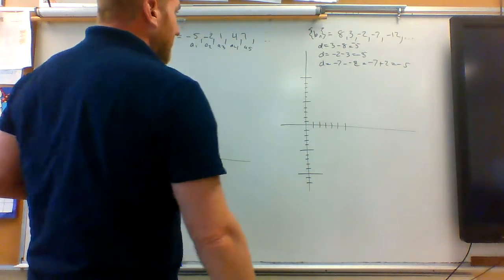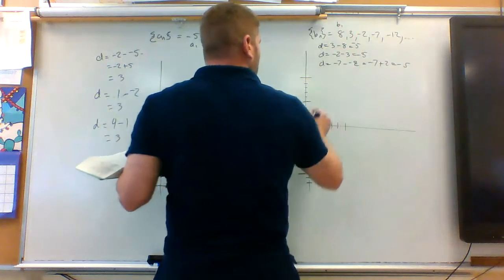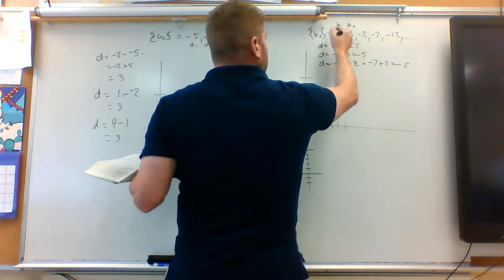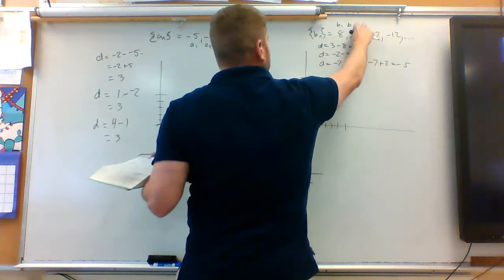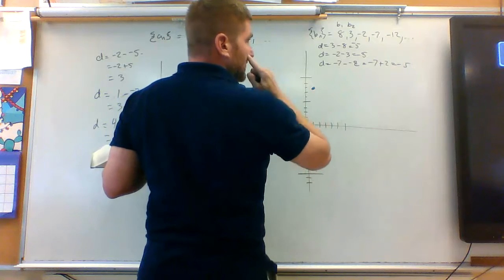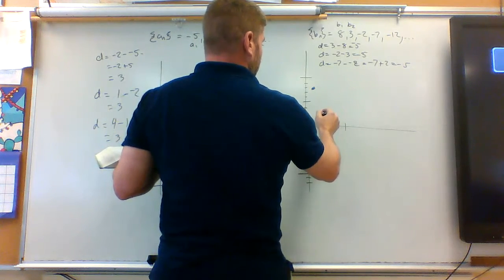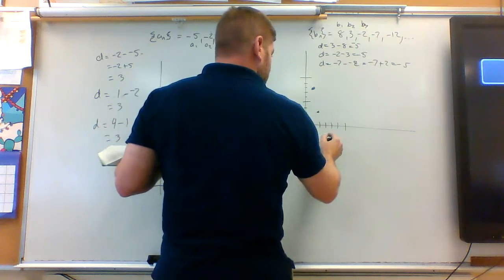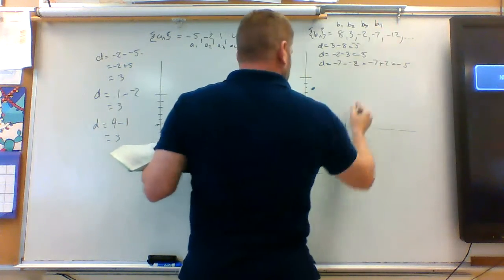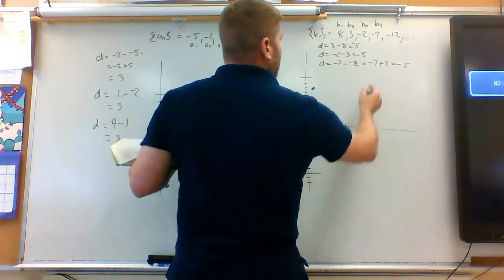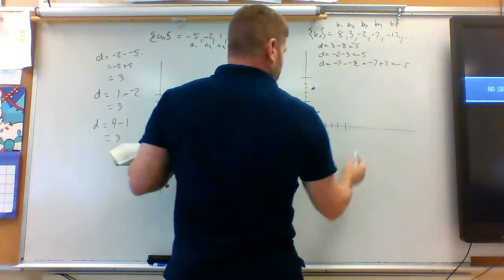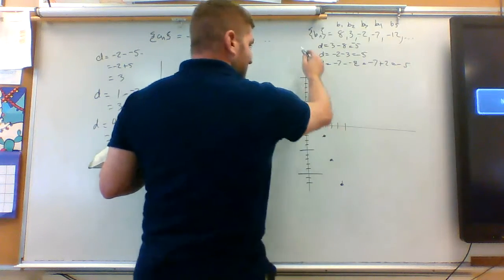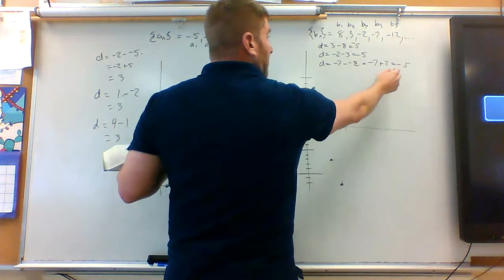But if I had a plot for B, this would be my first term, B1. So my B1 is going to be 8. B2, and I got to use B now because this is the B sequence, is going to be 3. B3, or your third term, is negative 2. B4, your fourth term, is negative 7. And B5, and it keeps going down, is negative 12. And you can see that these are collinear, and your slope would be negative 5.